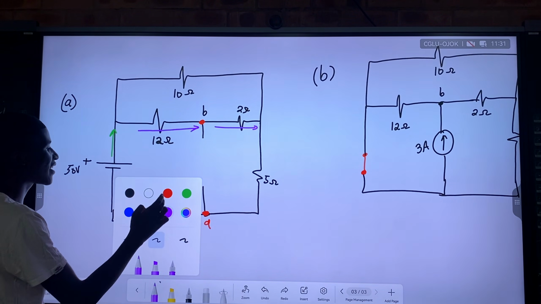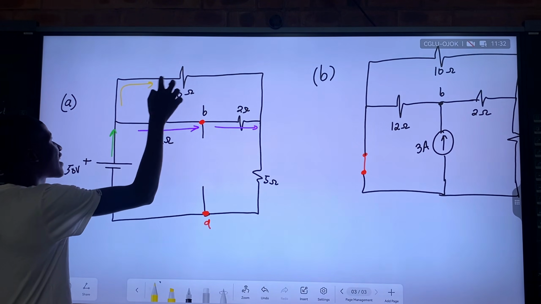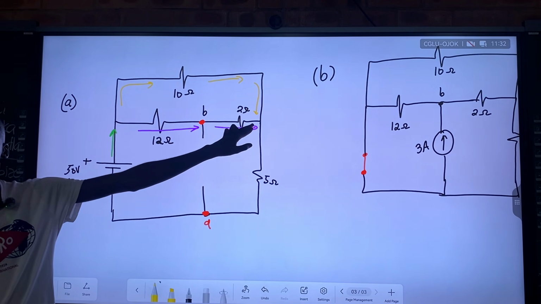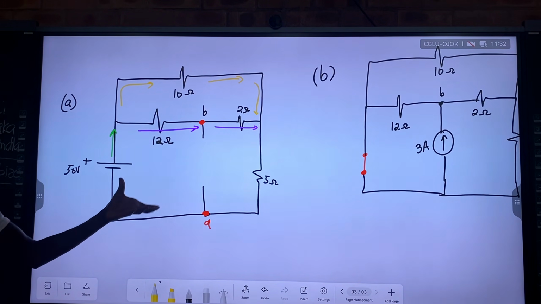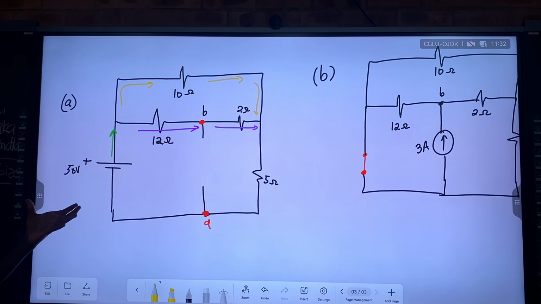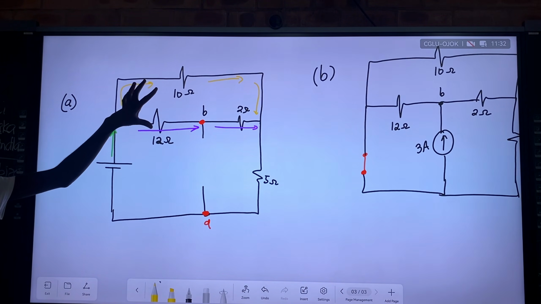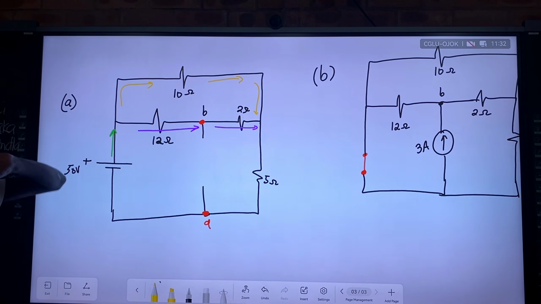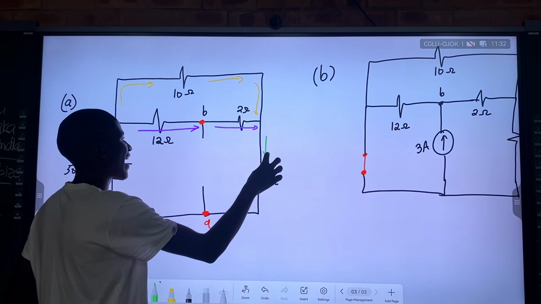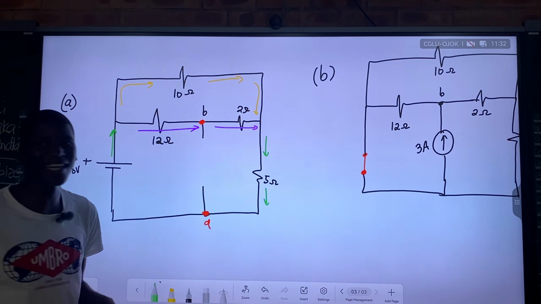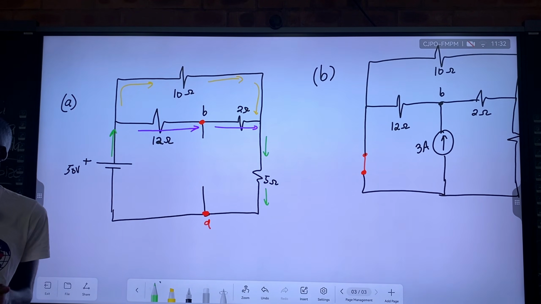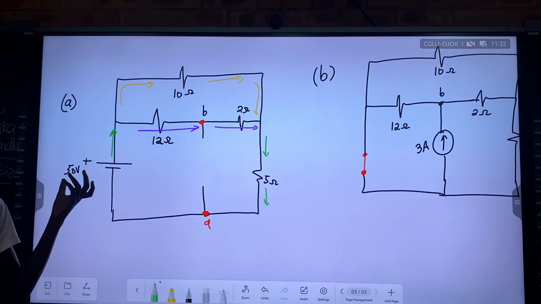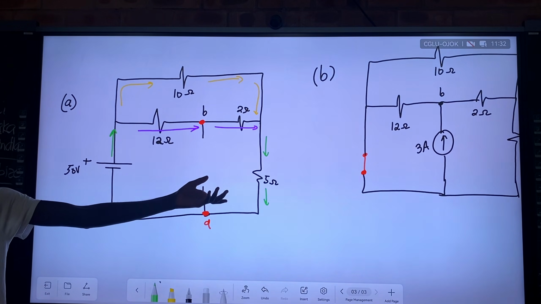Your current actually splits. So some of the current will go there, some of the current will go there. Then when it reaches here, it combines again. This is just like a grade 10 circuit, whereby you simply have one parallel branch in a series circuit. So when this current recombines, we actually have the total current going through the 5 ohms resistor. In other words, if you calculate the total current produced by this 50 volts voltage source, you have found the current through the 5 ohms.